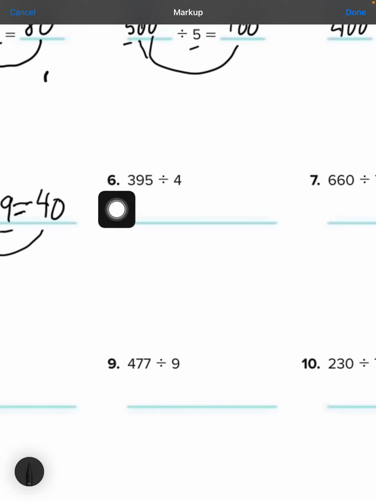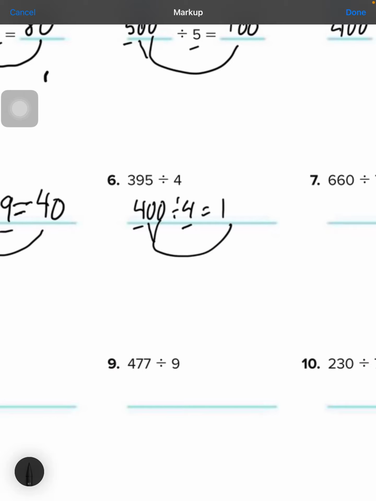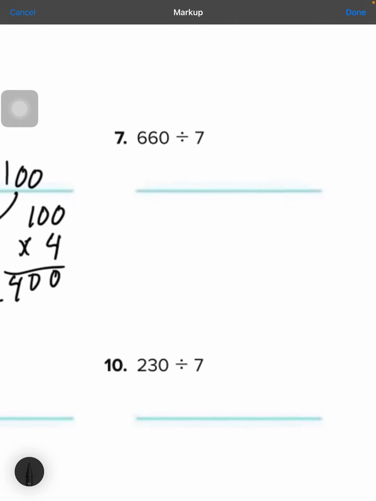Number 6. 395 divided by 4. Let's find something a little more compatible. Let's round that up to 400 because I know that plays really well with 4. 4 divided by 4 is, well, 1. Bring the 2 zeros over. We have 100. And it works out because if you take the answer, the quotient, and we times it by the divisor, we will get the dividend. So we know we did it right.